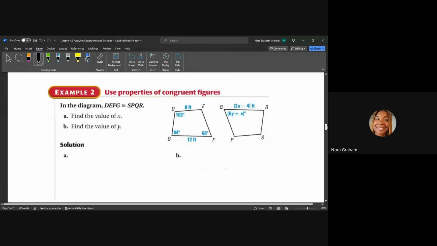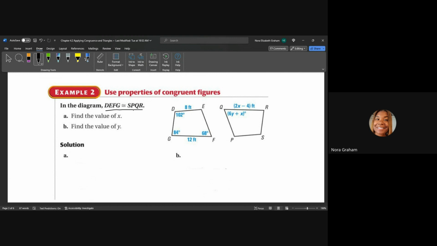For this one, we're going to use properties of congruent figures to find x and y. So A, we want to find x. Notice up here, they do give us the order that we have to go in. So this goes from D, E, F, G. And this one goes from S, P, Q, R. So for example, D is a corresponding angle with S. E is a corresponding angle with P, F is a corresponding angle with Q, and G is a corresponding angle with R. I know that because that's the order that they gave us, so we have to go in the order that they gave us.